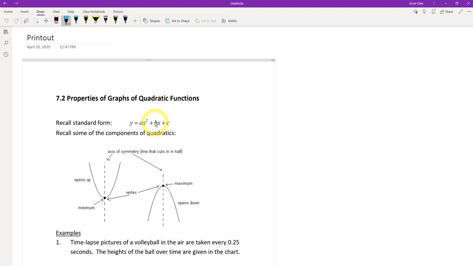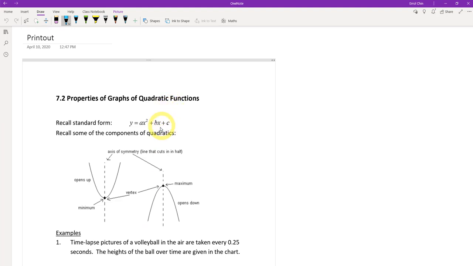B also does some shifting of up and down of what the vertex is. And it makes things move left or right depending on if this is a plus or minus. Plus C, or the constant, depending on how big negative this is, it will shift the graph down. If it's positive, it'll shift the graph up.